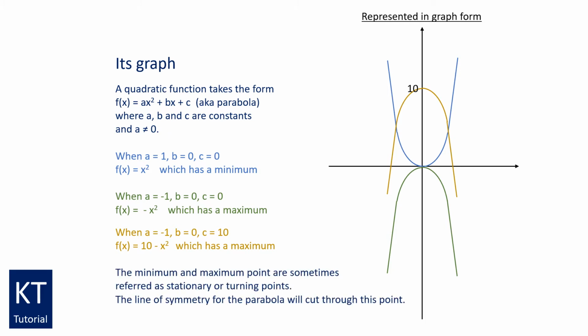Do note that the minimum and maximum points are sometimes referred to as stationary or turning points. The line of symmetry for the parabola will cut through this point. In summary, one can identify the stationary or turning points of the curve by first identifying the line of symmetry. This we shall expand on when we get to tutorial 2.